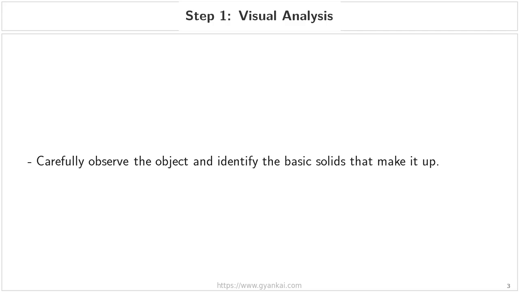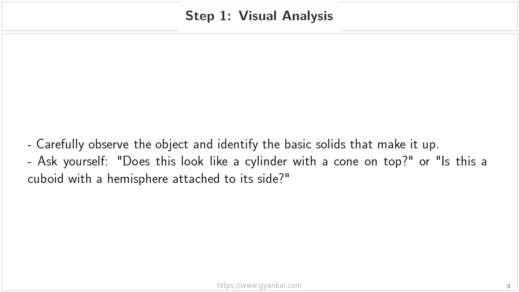Step 1. Visual analysis. Now that we understand the concept of decomposition from the previous slide, let's look at how to actually begin this process. Step 1 is visual analysis. Before you pick up your pencil to do any math, you need to carefully observe the object in front of you. Your goal here is to mentally strip away the complexity and identify the basic, simple solids that make up the whole. To help you do this, I want you to practice asking yourself specific questions.